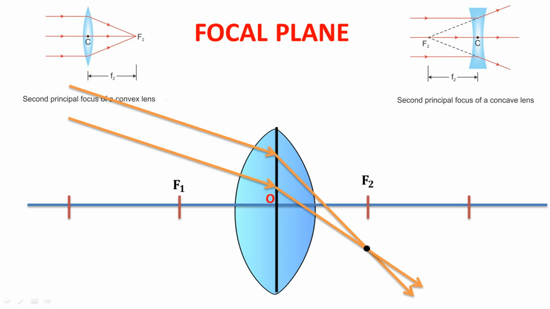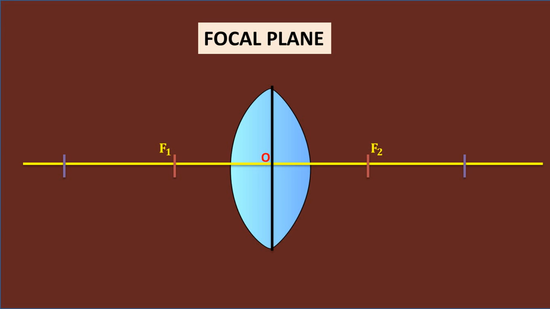We get a focal plane when we draw a perpendicular at the focal point. So, a plane normal to the principal axis passing through the focus is called the focal plane. So, a lens has two focal planes since it has two foci.